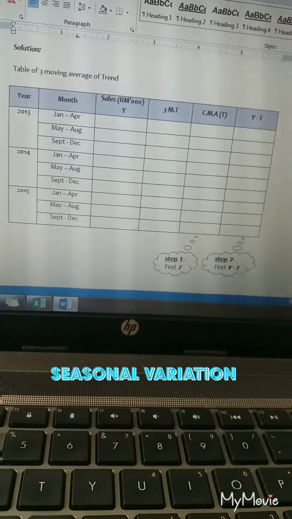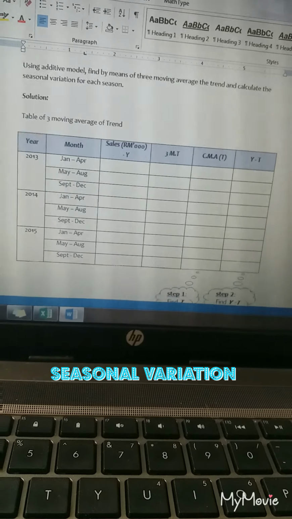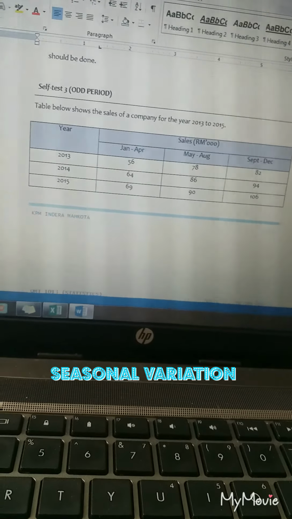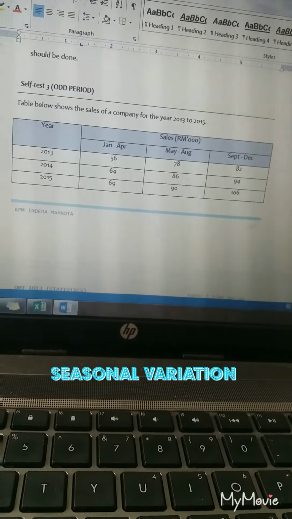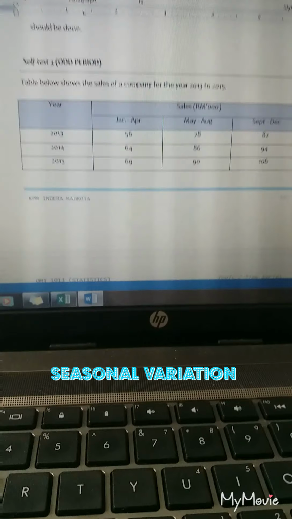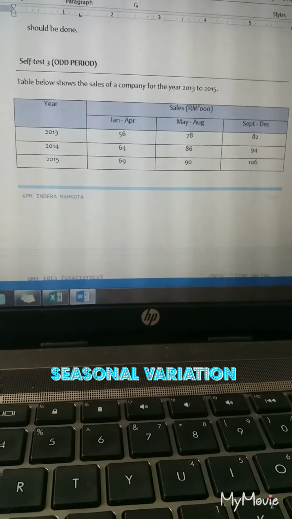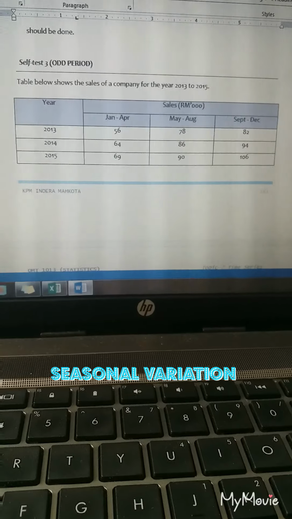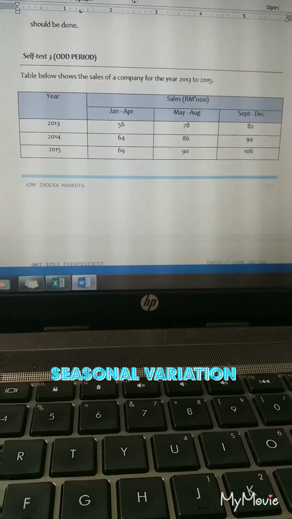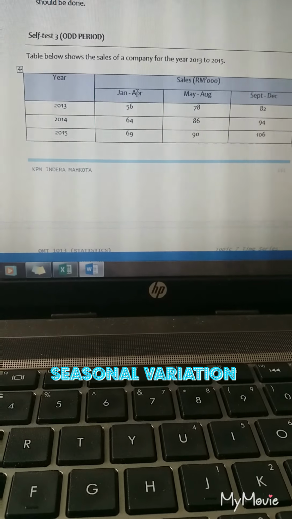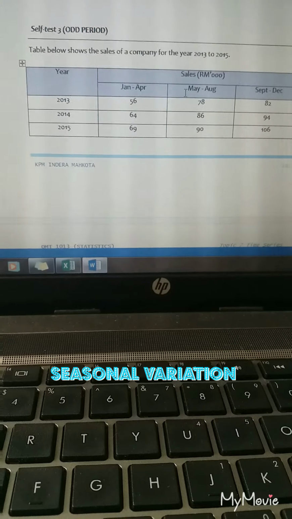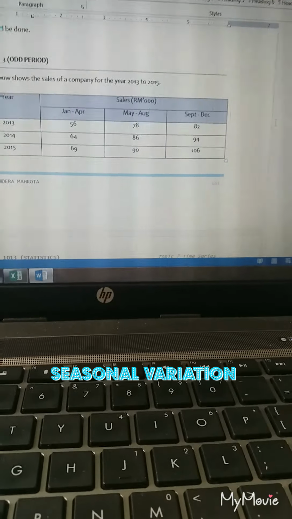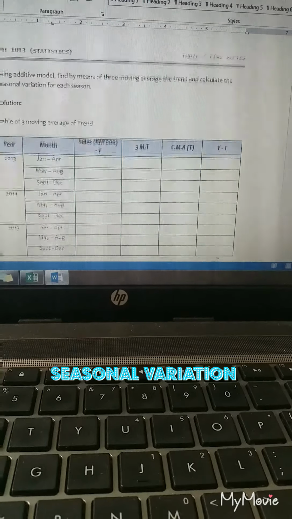Now is going to be the part of seasonal variation. In order for us to be done with our seasonal variation, we are going to see the example of questions given here. This is self-test 3. The table below shows the sales of a company for the year 2013 to 2015. We have the year and also the season: January, April, May, August, and September, December. So the first thing is to find the trend values.